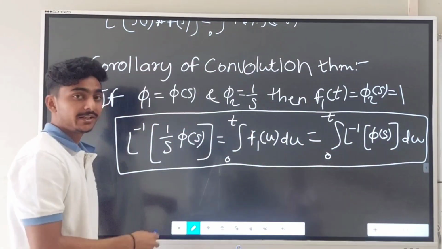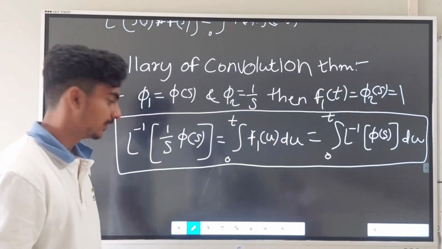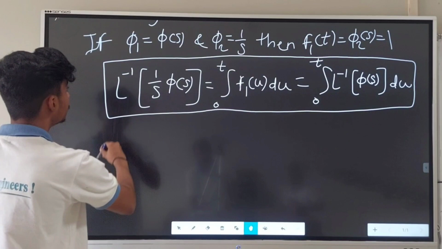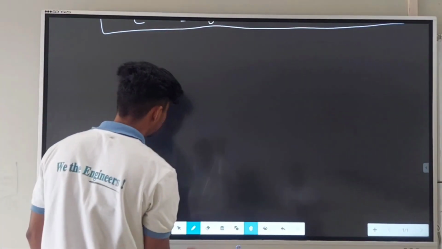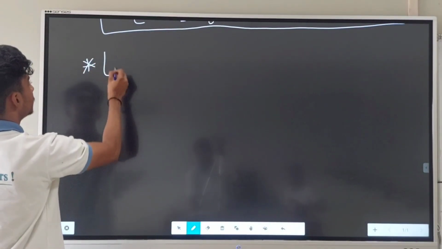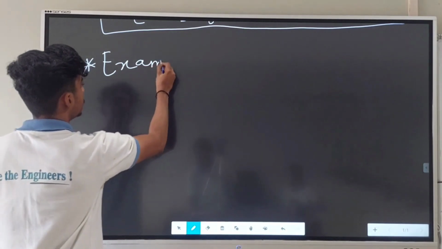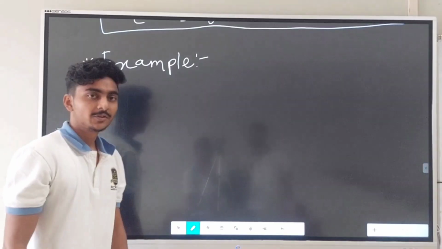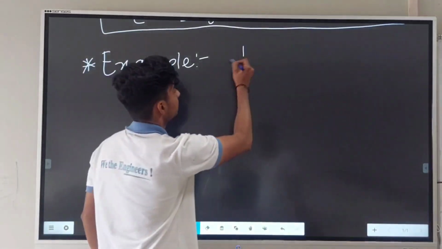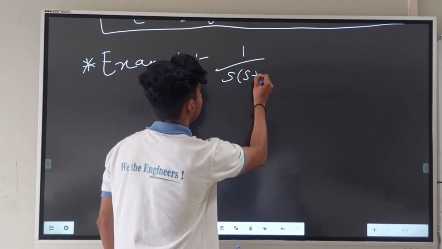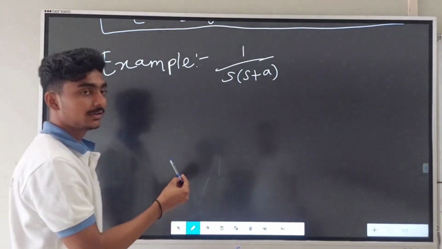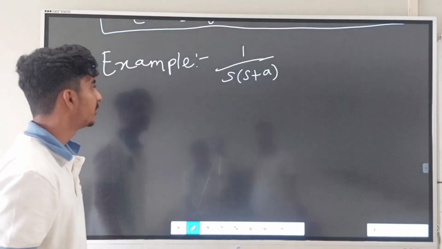So let me explain by some basic example. So the example for that is, so this is a simple example for inverse Laplace. Let me solve it by the corollary of the convolution theorem.